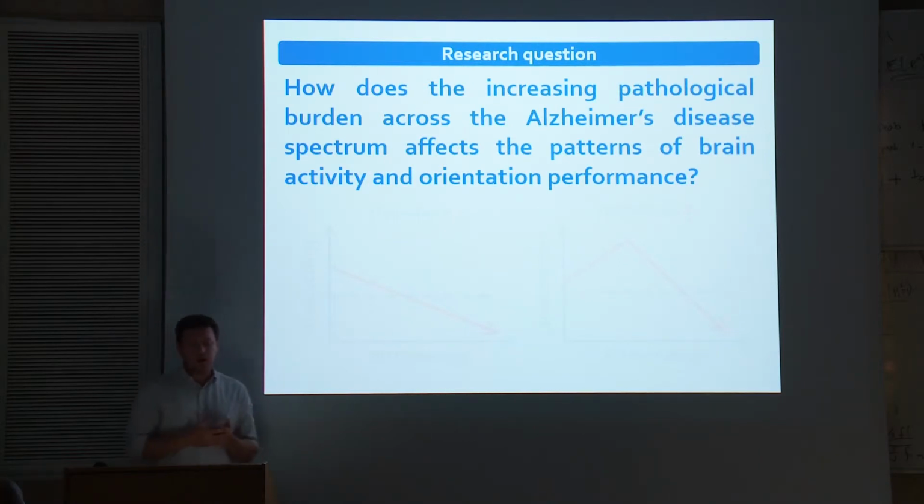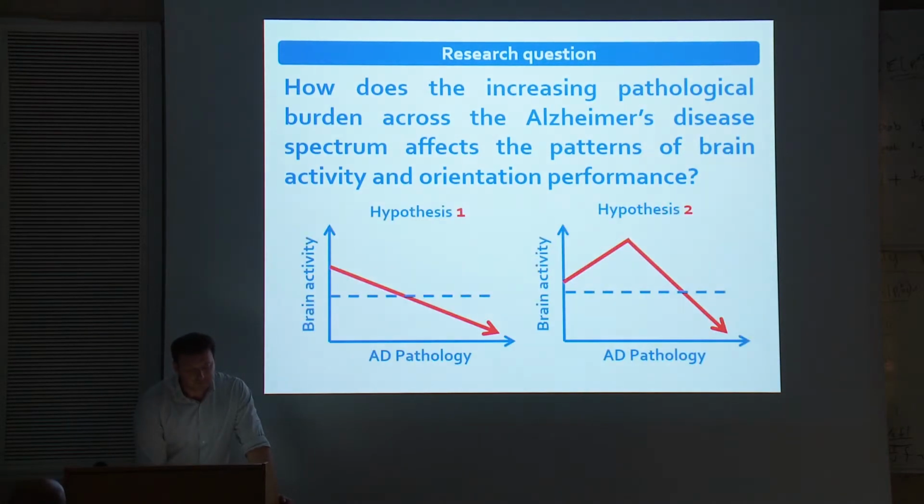Just before going any further, I would like to state our research questions. We're asking, how does the increasing pathological burden across the Alzheimer's disease spectrum affect the pattern of brain activity and orientation performance? We've generated essentially two hypotheses to answer this question. The first hypothesis describes a monotonically decreasing process where an increase in pathology would result in a decrease in both behavioral performance and in brain activity.